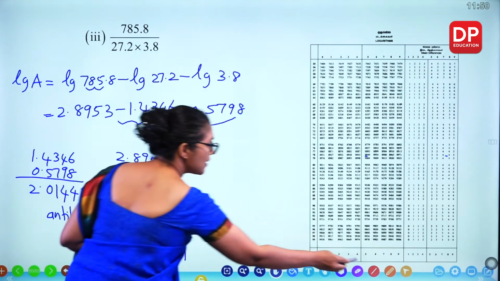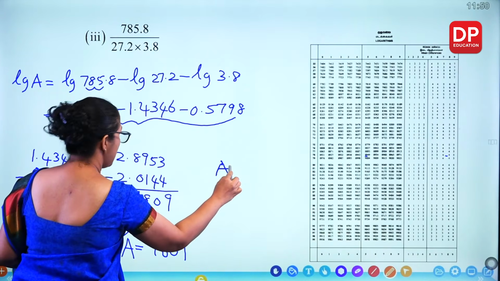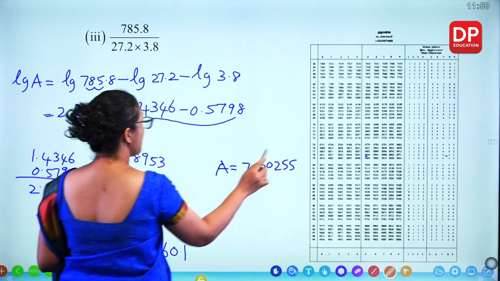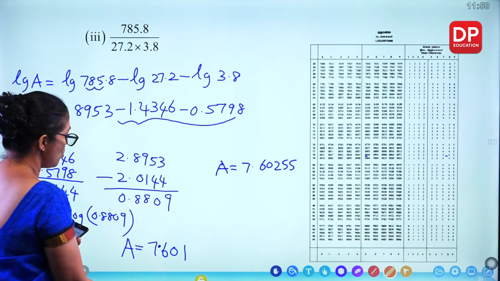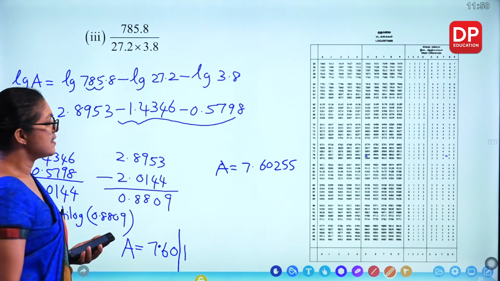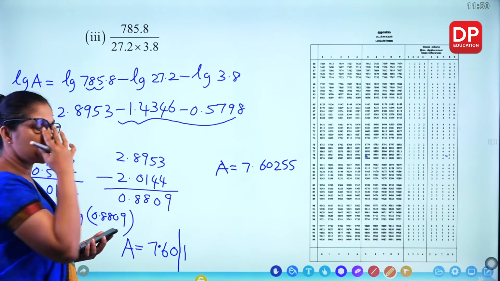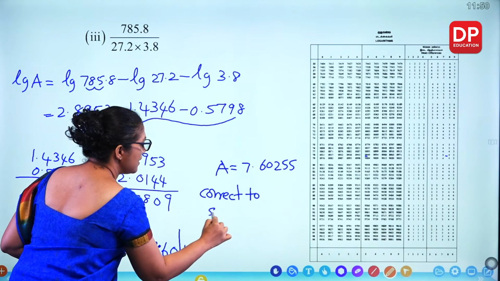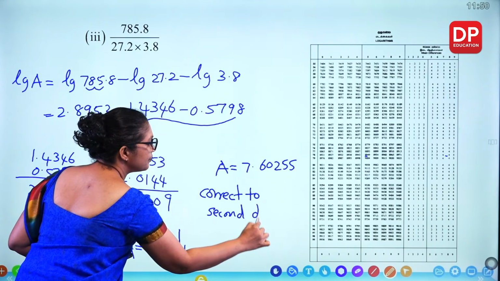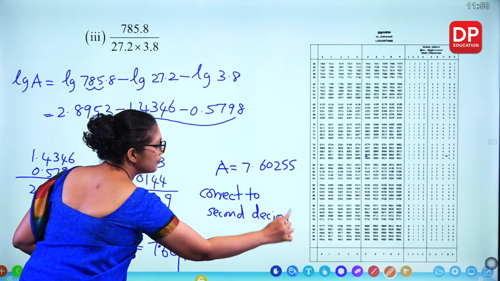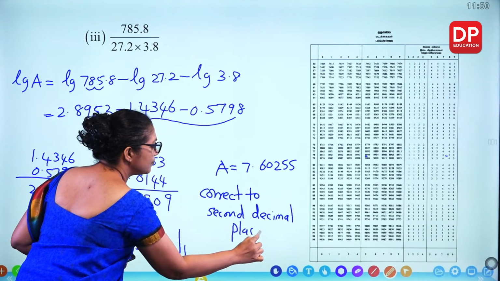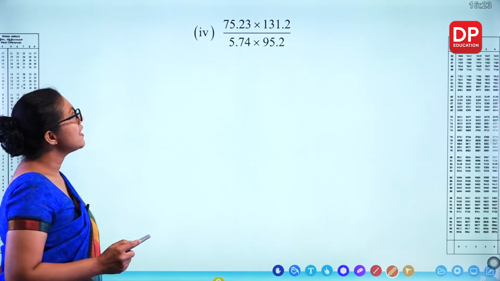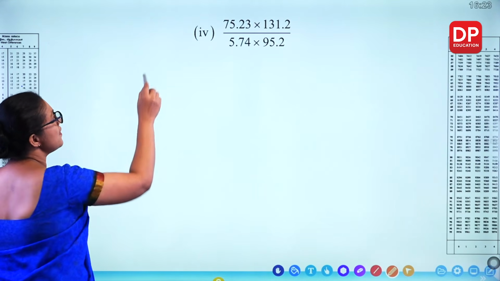The calculator value gives A as 7.60255. Correct to second decimal place, this is correct. So correct to second decimal place, both these values are the same.